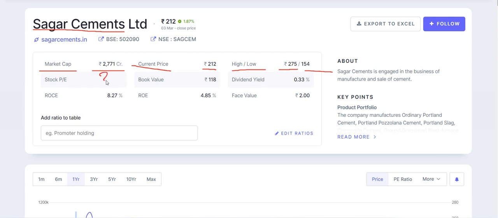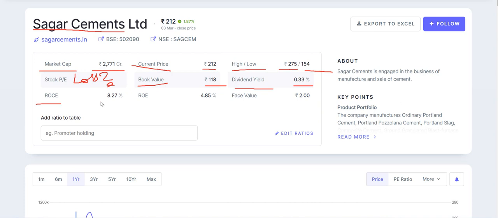The stock PE is showing nothing because the company is in loss this year. Book value is rupees 118, so the current price is trading at about 2 times the book value. Dividend yield is 0.33%.